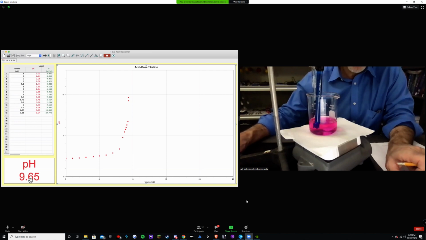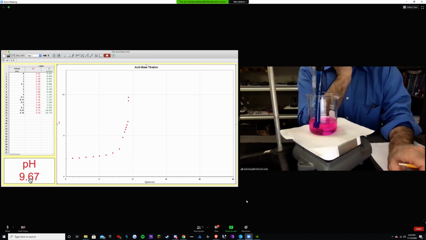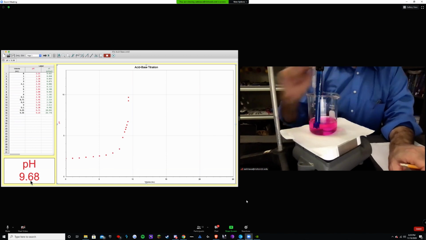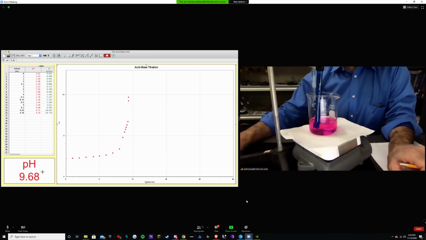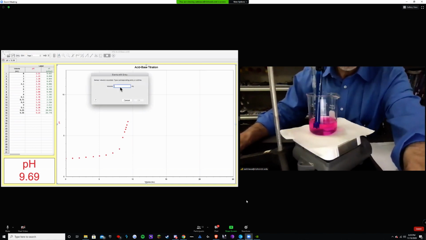So let's go into that digit. Let's see if that changes. So it should be good. Yeah, it's not really moving drastically. So I'm going to keep that value to read 9.55.